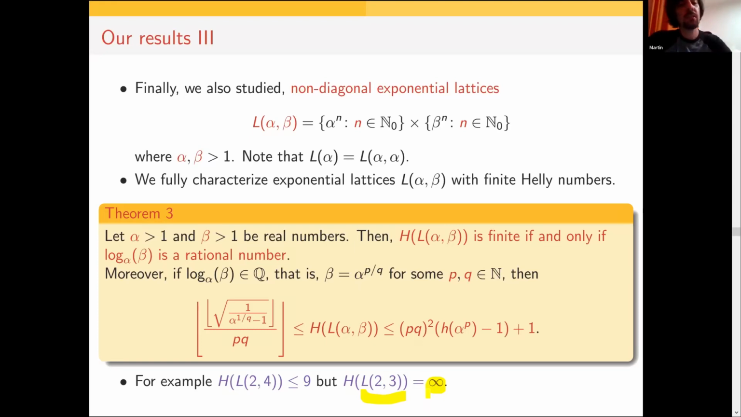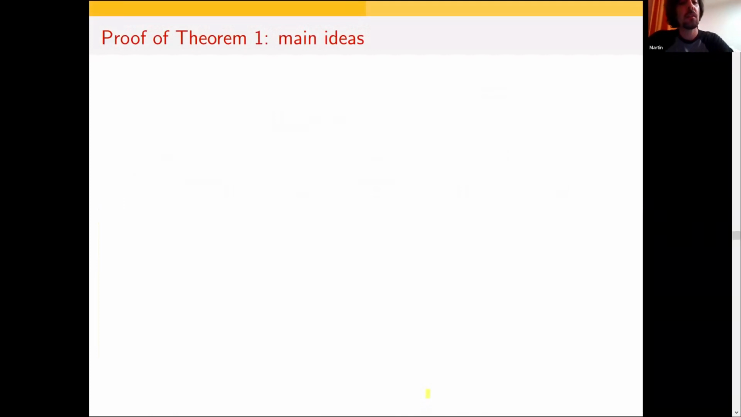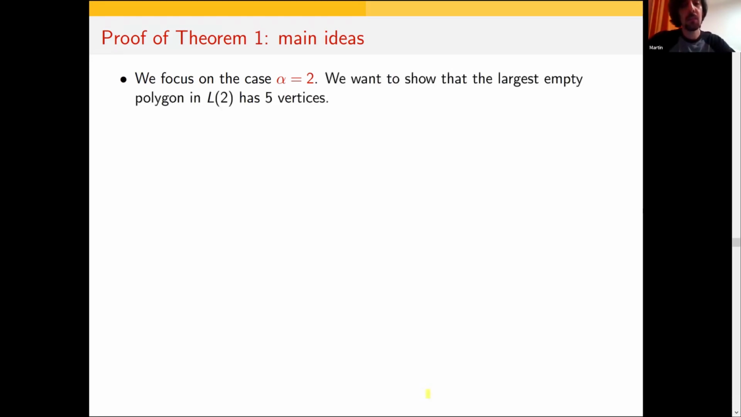Now I would like to sketch at least a very, very high-level overview of the proofs, like what the main ideas are. But I will not go deep, really I will just touch the surface. So let's start with theorem 1, where we prove the finite bounds on these diagonal exponential lattices. I will focus only on the case where alpha is equal to 2. This is the exponential lattice that was considered by Dylan. We want to show that the largest empty polygon in L2 has 5 vertices. And we know that it is tight.